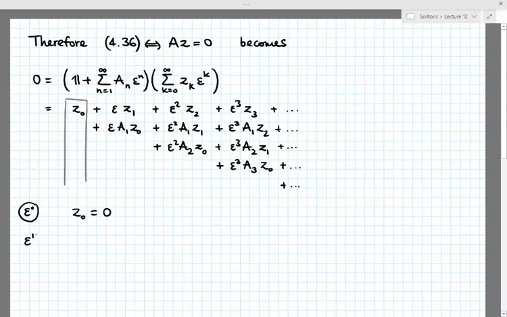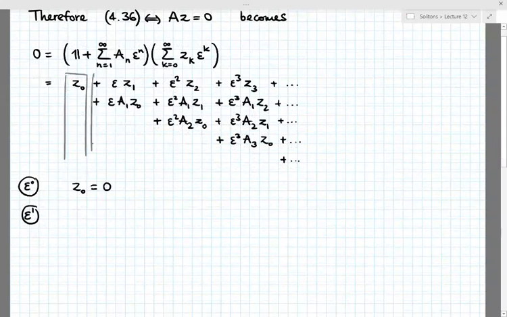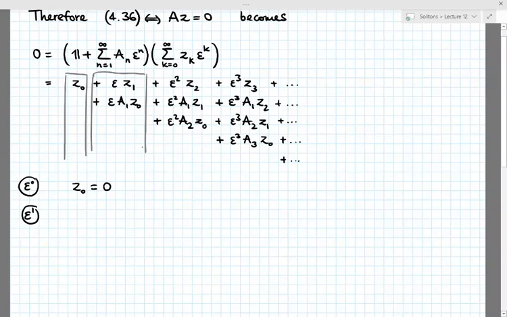At order epsilon to the 1, we need to set to 0 the sum of all terms in the second column on the right-hand side. And so we find that Z1 must be equal to minus A1 Z0. But Z0, we just found that it must vanish, and A1 is a linear differential operator, so A1 acting on 0 is equal to 0.